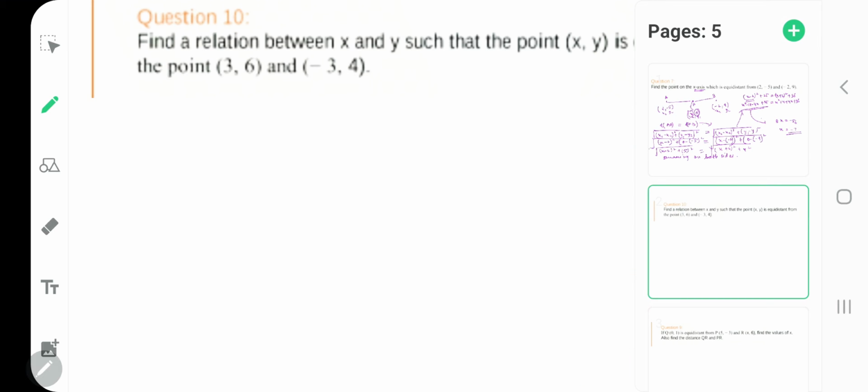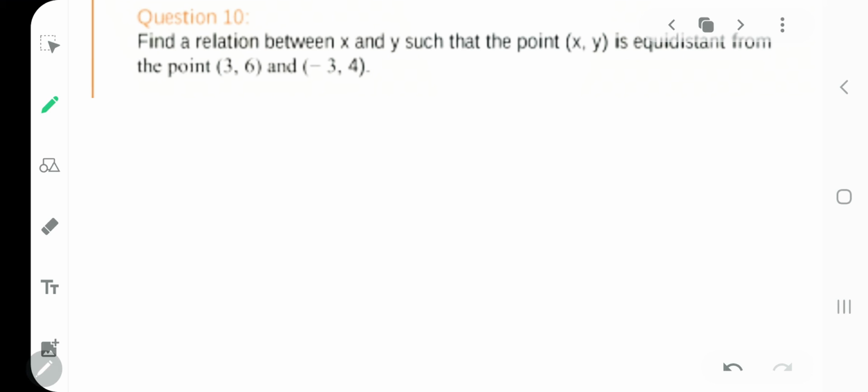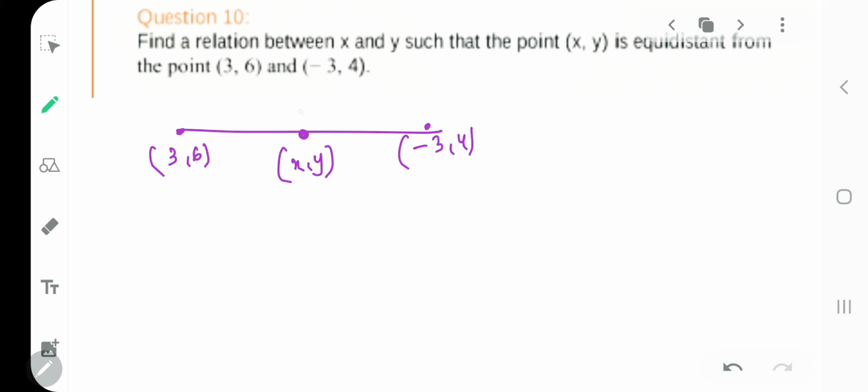Okay, question number 10 we have. Find the relation between x and y such that xy is equidistant from 3, 6 and minus 3, 4. Okay, there's a point 3, 6 and there's a point minus 3, 4, and we have to find the relation between xy, which is equidistant. Now xy are the coordinates. Suppose I call this point P, this is A, this is B, and it is said that this point P is equidistant from here and here. So that means I'll get AP is equal to PB.